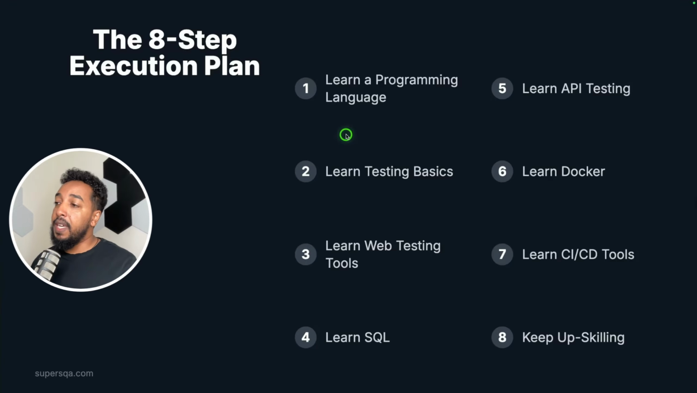All right. So the 8 steps are: learn a programming language. Obviously, that's the first thing. We'll talk about that. Learn the testing basics. Learn web testing tools like Selenium. Learn SQL, which is databases. Learn API testing. Now, by the time you are at step 5, you are an automation engineer for sure. But then you want to become an SDET, software engineer in test.